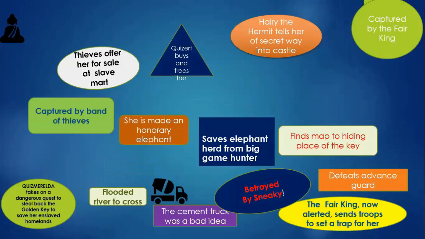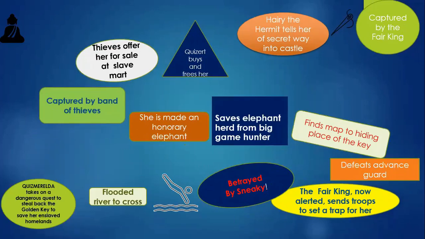Now, back to the main plot. That's all that's left. It still looks messy, but this is just the main plot. I've had to zigzag it up the page. Follow me across the bottom of the page from the left. It starts with Quizmerelda making that decision to go find the key. The first problem that she encountered is a flooded river that she must cross. So she climbs into the cement truck and, no. She jumps into the river, beats off the piranhas and the crocodiles and swims across.